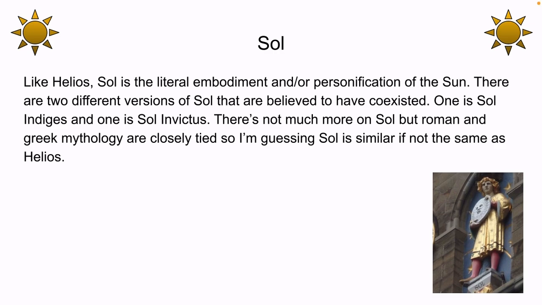Sol. Like Helios, Sol is the literal embodiment or personification of the sun. There are two different versions of Sol that are believed to have coexisted: one is Sol Indigens and one is Sol Invictus. There is not much more on Sol, but Roman and Greek mythology are closely tied, so I guess Sol is similar, if not the same, as Helios.